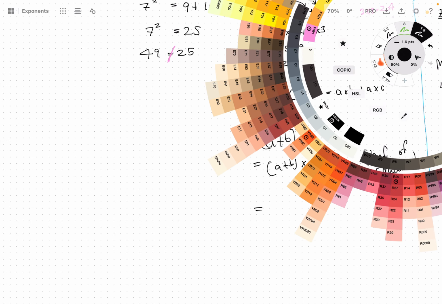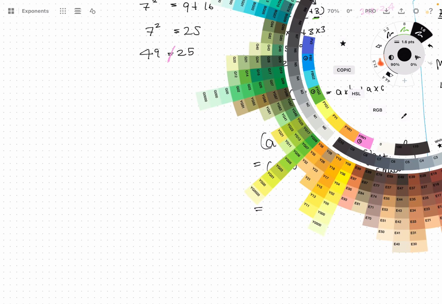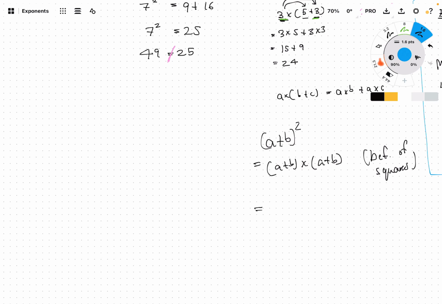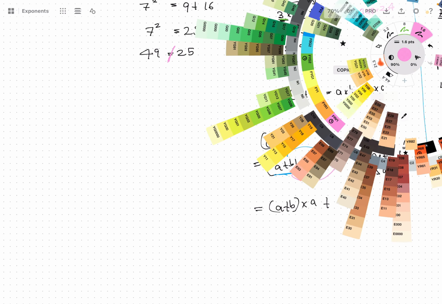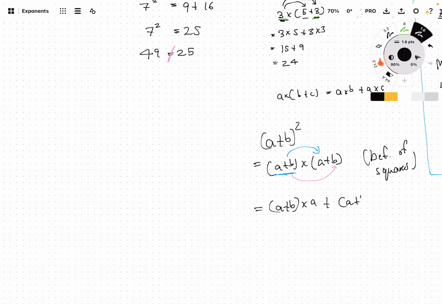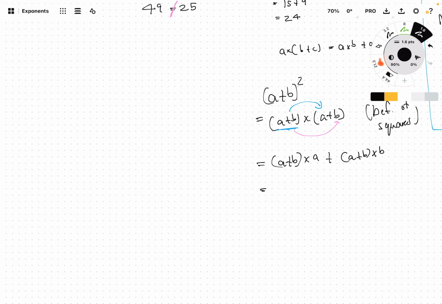And we know here that we can distribute. I can multiply this entire thing by the first term in the bracket, so it's (a plus b) times a. And I can do the same thing. This (a plus b) can multiply with this second term: (a plus b) times b. Then I'm going to use the commutative property and switch these around.